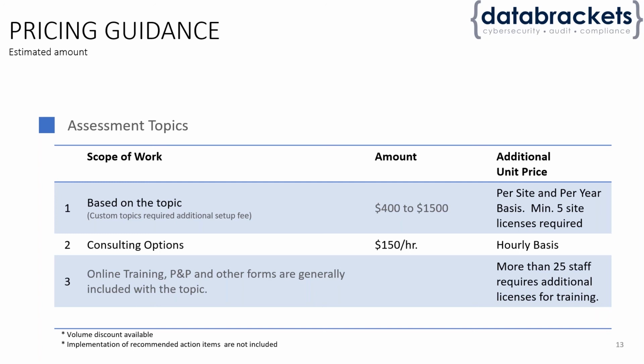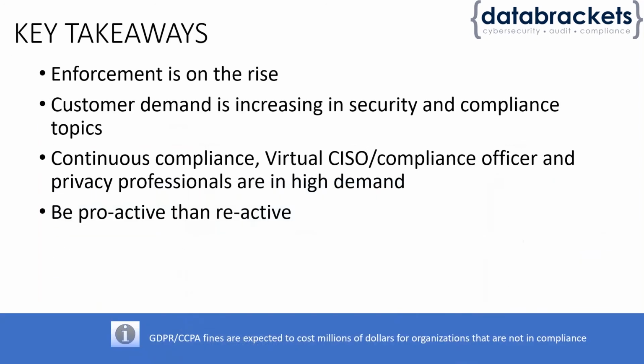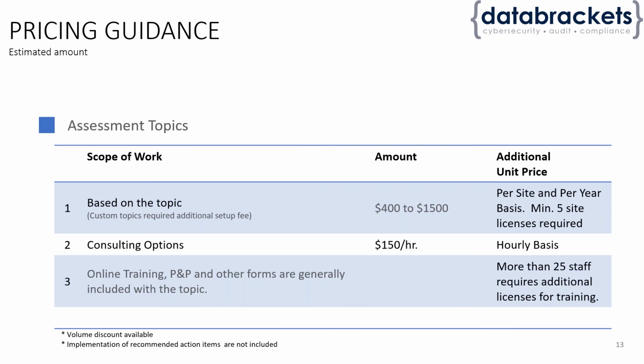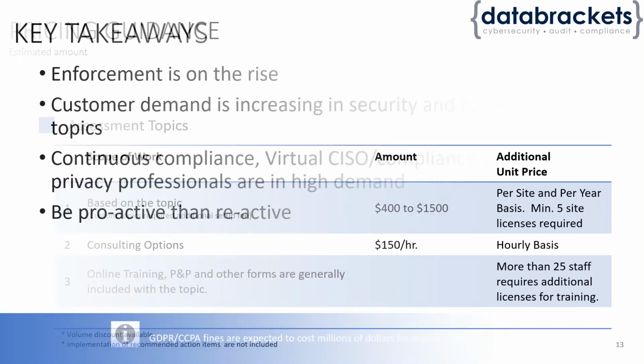And of course, all of these things come with training, policies, procedures, and other forms that are required for a particular topic. If there are more than 25 staff, for training and other requirements, obviously we charge based on the number of staff, so additional training could also be provided. So we always have volume discounts, and if you're thinking of extending, as I mentioned, compliance and security services for your area, definitely our staff can help you in expanding to that area as well.